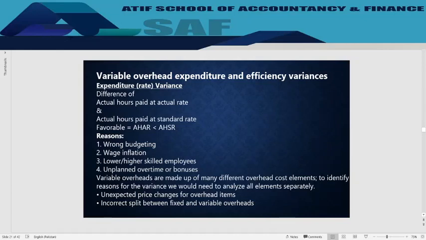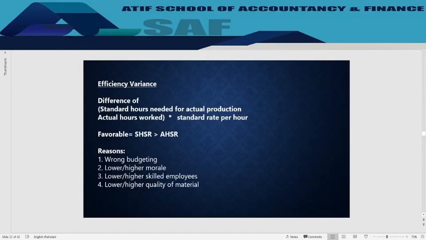Variable overhead are made up of many different overhead cost elements. To identify reasons for the variance, we could need to analyze all elements separately. Unexpected price change of overhead item and incorrect split between fixed and variable overhead is also a reason of these variances. Next variance is variable efficiency variance.